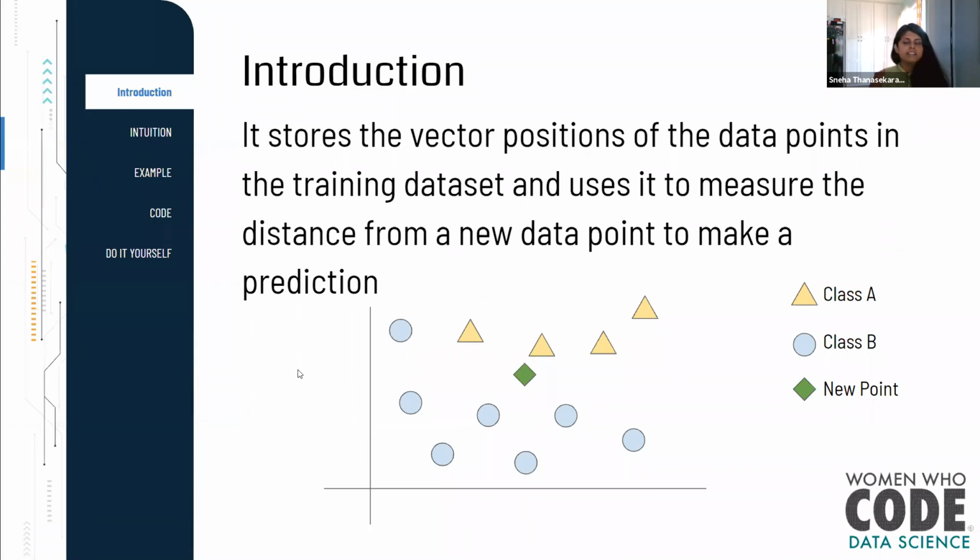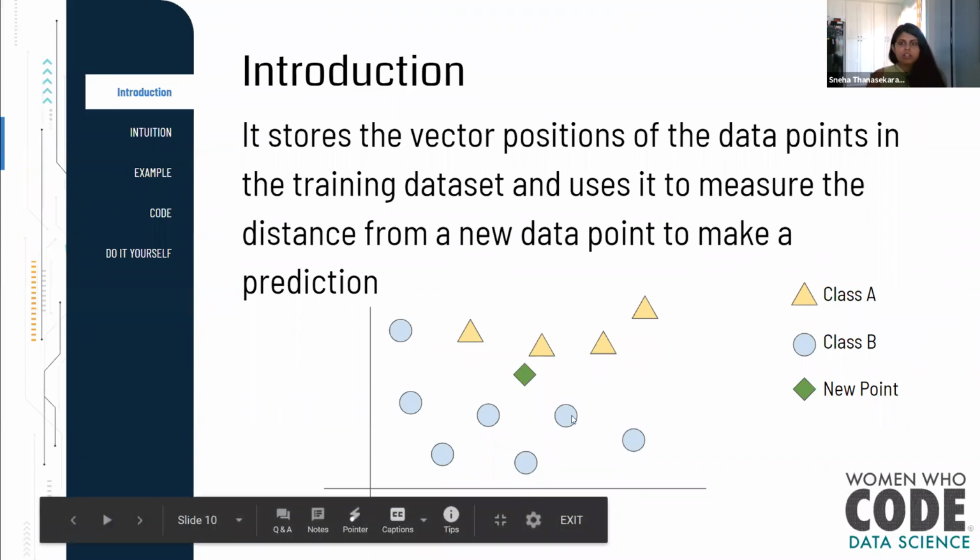You can see that it is a binary classification problem. There's class A, which are the small yellow triangles present on the top of the plot, and class B, which are these small blue circles that are present in the bottom. And now there is a new point that is coming in.